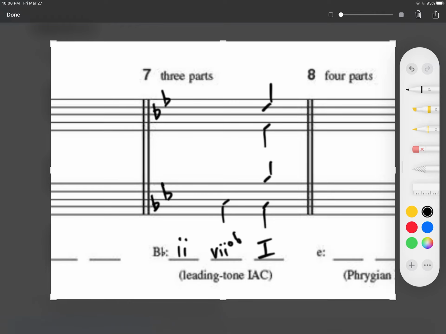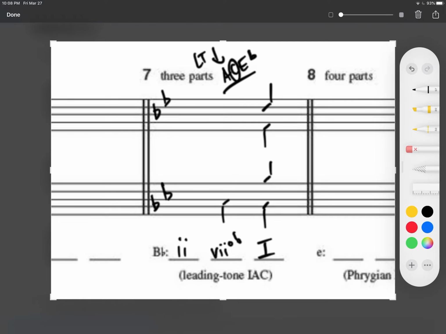A 7 diminished 6 would be here, and our 7 diminished 6 in B flat is A, C, E flat. There's our 7 diminished chord. We're going to want to double this note because this note is our leading tone. We don't want to double the A. I'm going to put this right here. There's our A. That's our leading tone.